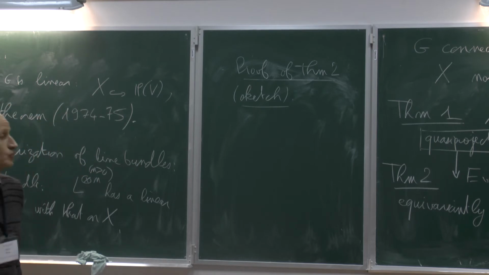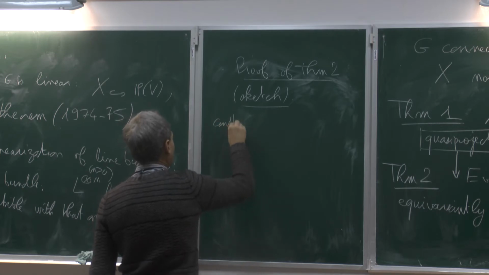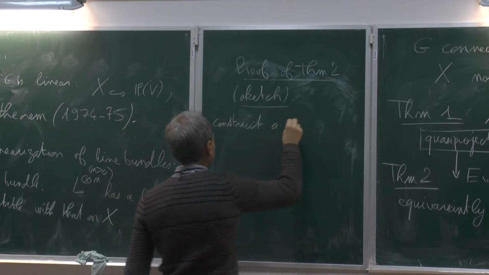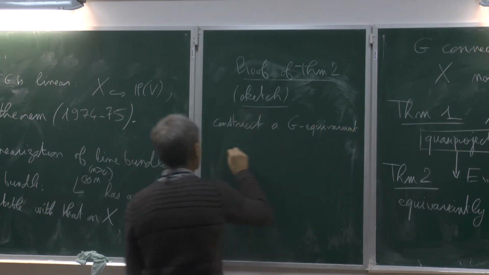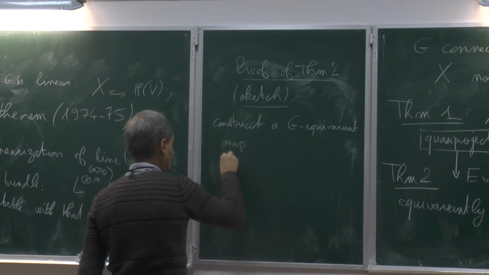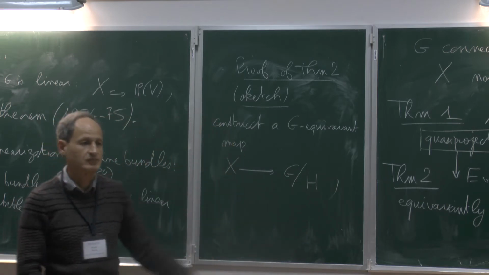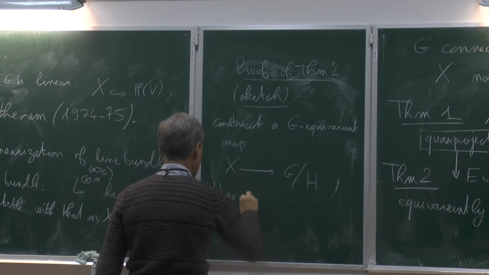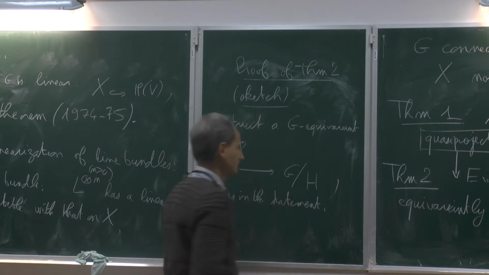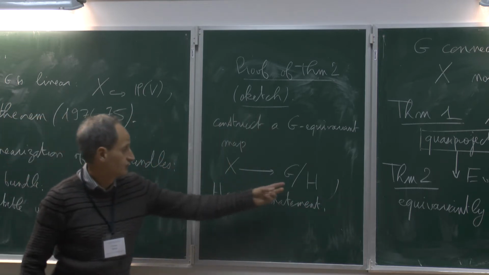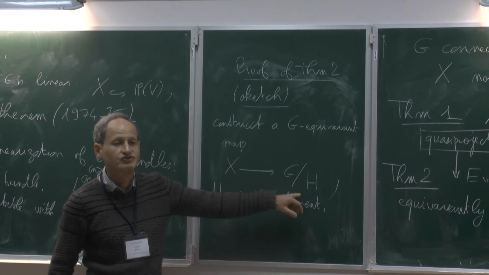Okay, so what you want to produce is a G-equivariant map from X to some homogeneous space G mod H, where H is as in the field. Because once you have this, you will know that X is an associated fiber bundle over G mod H.